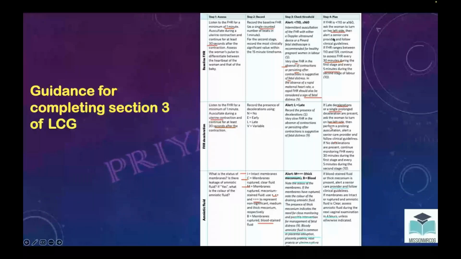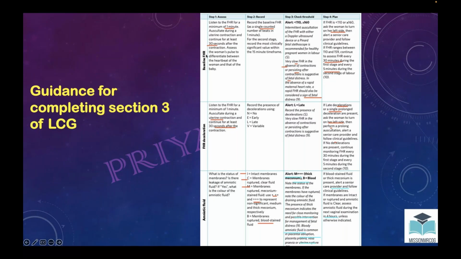But if the fetal heart rate is in the normal range, then monitoring has to be done every 30 minutes in the first stage of labor, and every 5 minutes in the second stage of labor. So these are the guidance for fetal heart rate.